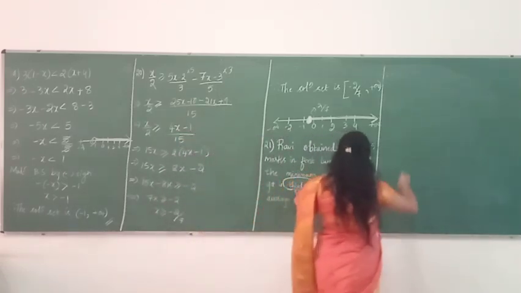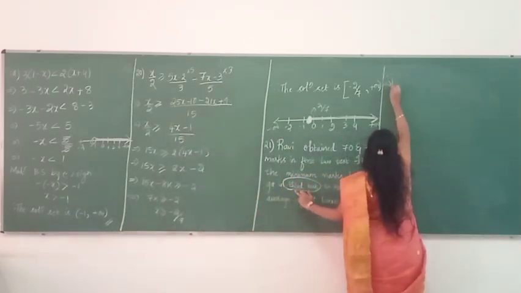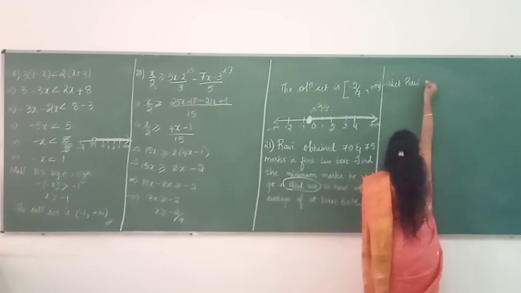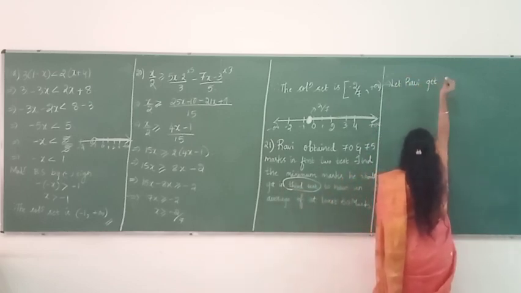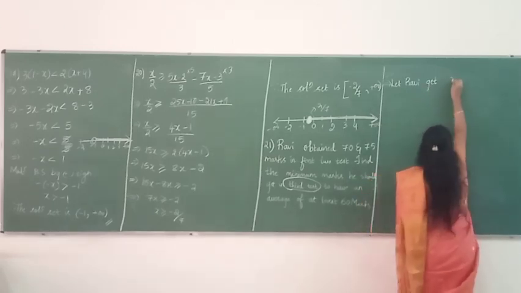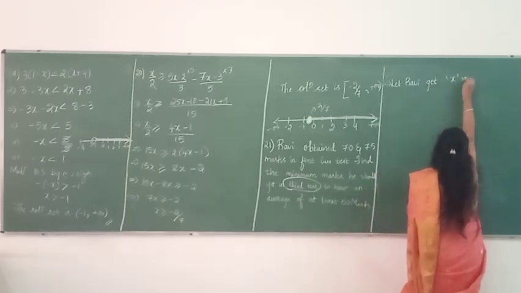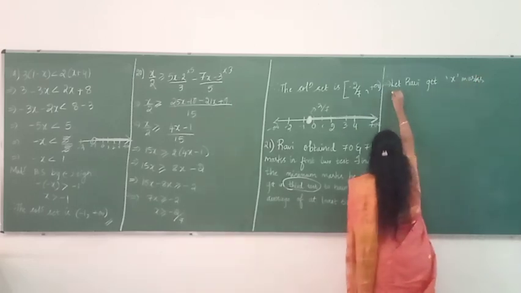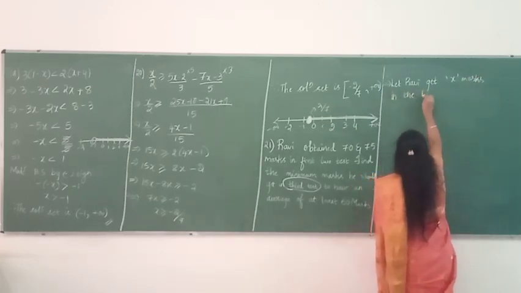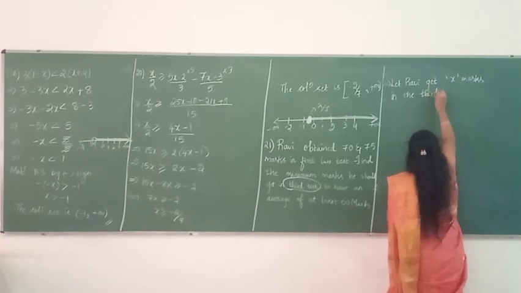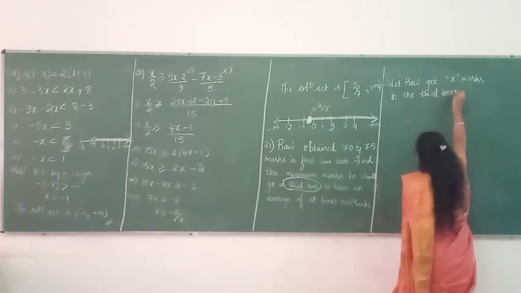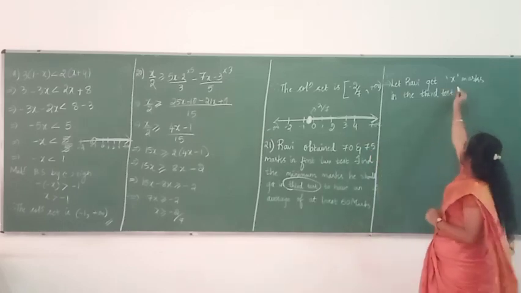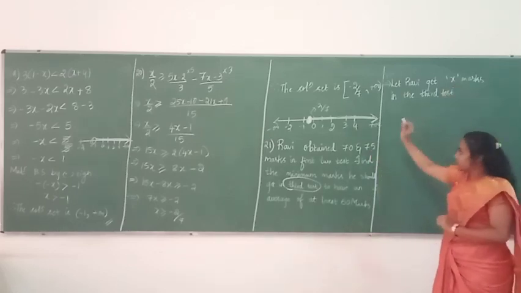So what I will be considering the statement as, let Ravi get X marks in the third test. As we know the first and the second test marks, so directly I am considering the third test as X.